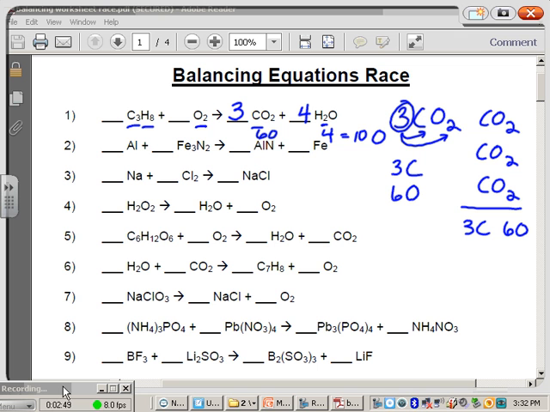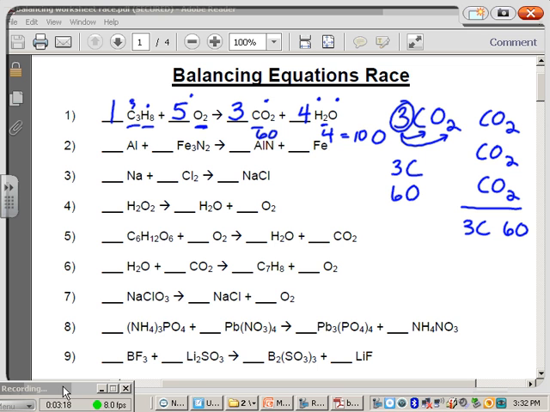If I want to get 10 oxygen over here, 5 times 2 is 10. So now I take account again. I have 3 carbon over here, 3 carbon over here. I have 8 hydrogen on the reactant side and 8 hydrogen on the product side. I have 10 oxygen, 6 plus 4 more, on the product side. If there's one that's blank, you just put a 1 in front of it.